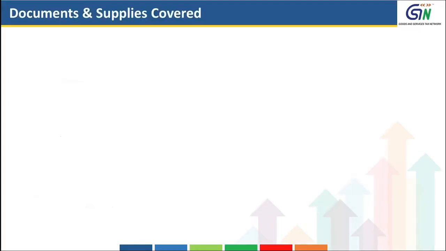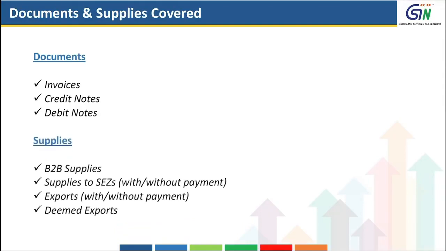What are the documents and supplies covered under e-invoicing? The documents covered are invoices, credit notes and debit notes. The supplies covered are B2B supplies, supplies to SEZs, exports, deemed exports. Please note that B2C, that is business to consumer supplies, are not covered under e-invoicing.